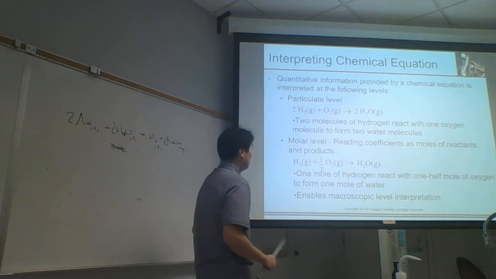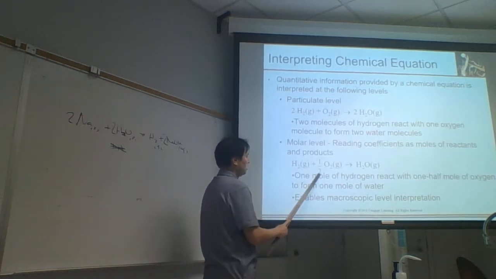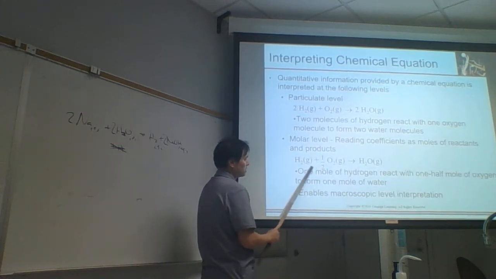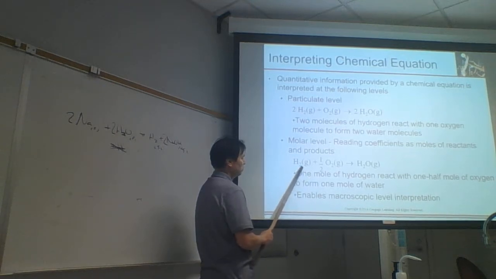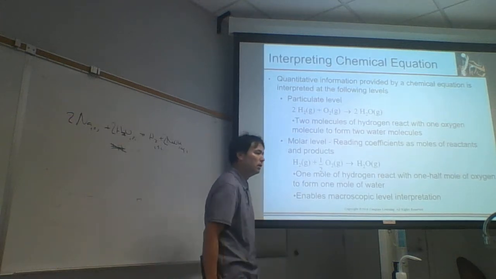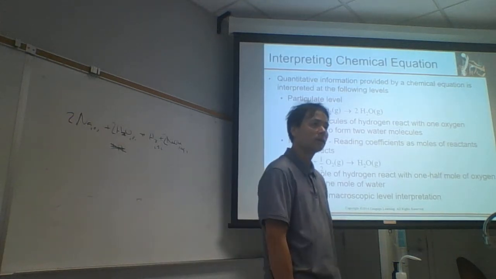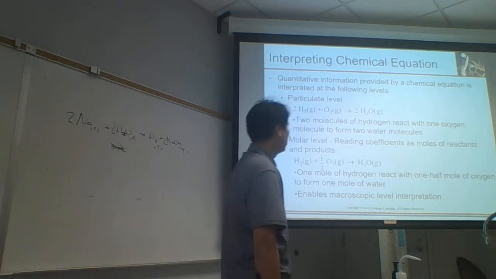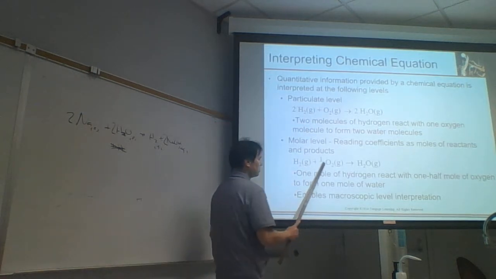A lot of people don't like fractions. You can't read this at the particulate level, because if you read this at the particulate level, this would say 1 hydrogen molecule plus 1/2 an oxygen molecule. Can we have 1/2 of an oxygen molecule? No. But if this were at the mole level, then fractions are no problem.